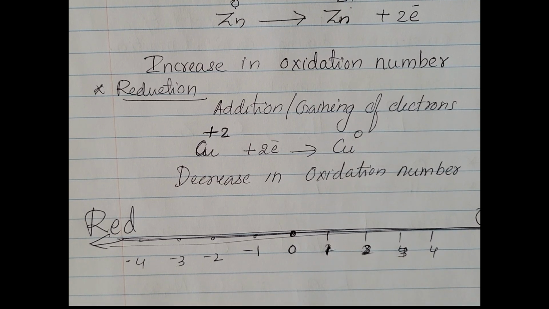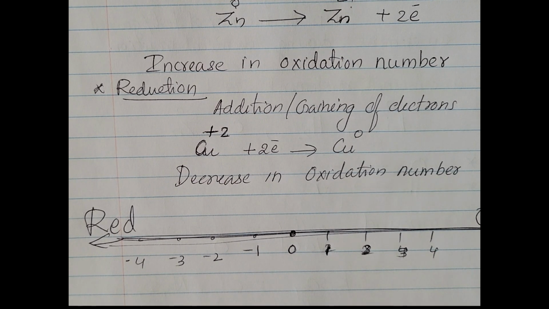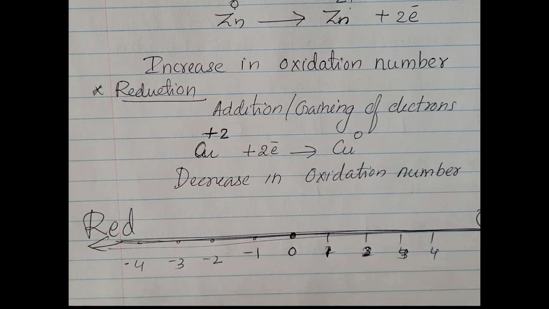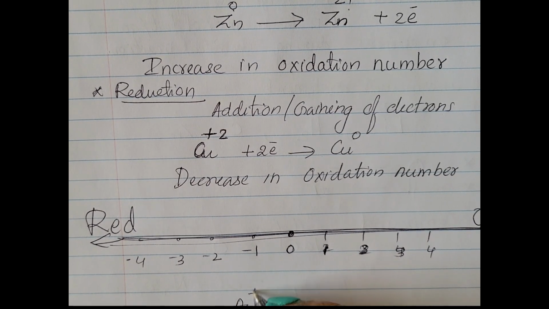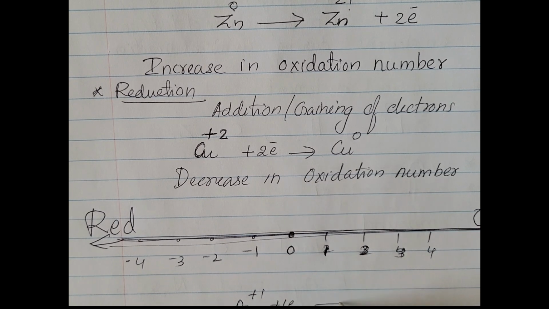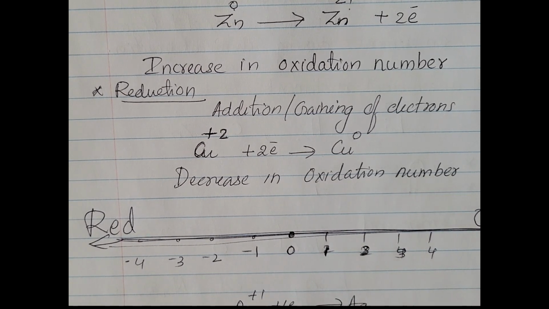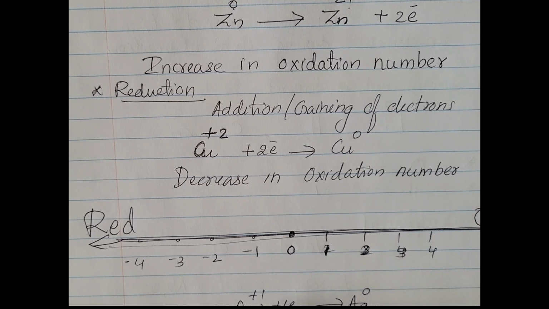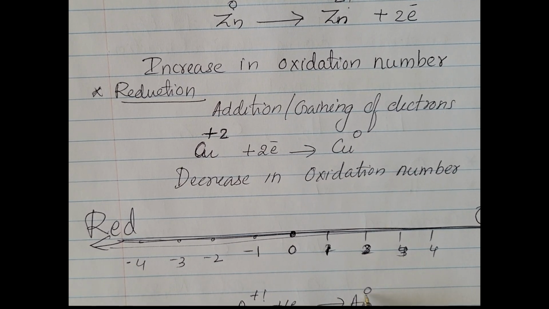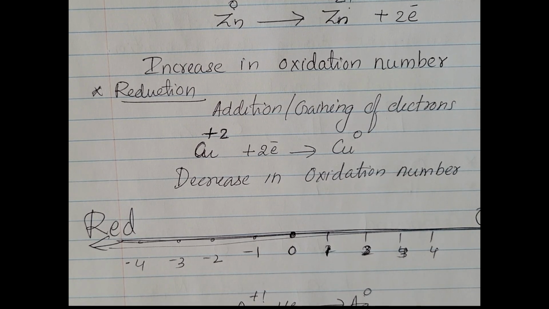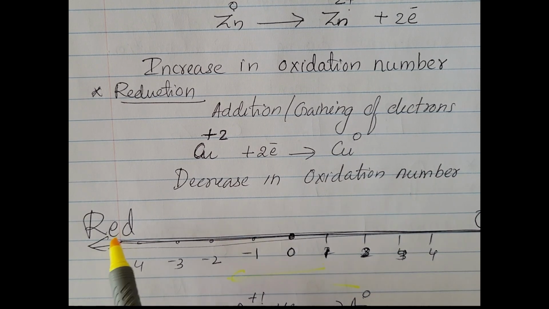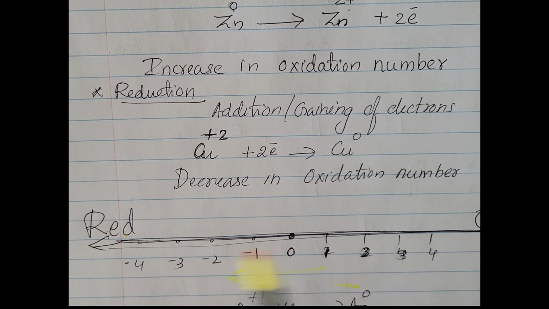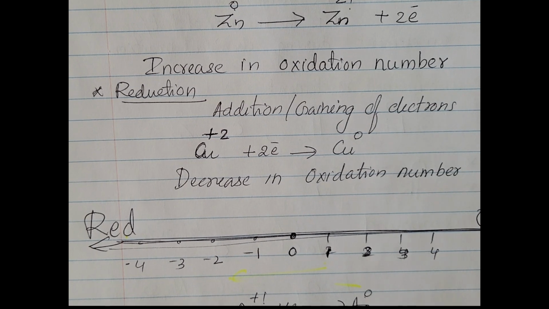Okay, I'm going to give you an example. You have to tell me whether it is redox or not. Ag plus 1 to Ag, that is reduction. We are going from 1 to 0. Are you going left or right? Left. You are going from 0 to 1, so that is what? Reduction. Okay, let's do another example.